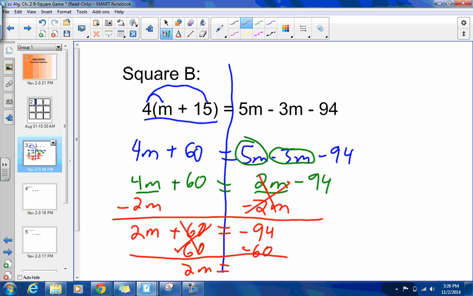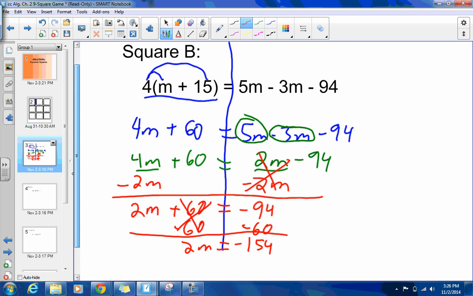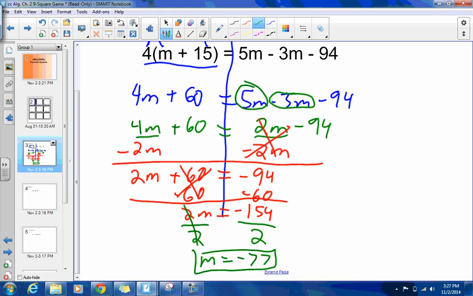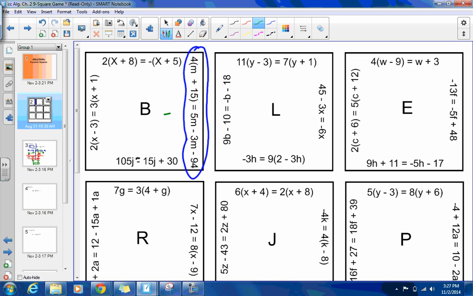equals negative 94 minus 60. So really you're just saying 94 plus 60, and then you keep the negative because they're both negative. So that would be negative 154. All right, then we have one step left. Since all the variable terms are on the left side, all the number terms on the right side, we can divide both sides by 2 to get rid of the 2 that's in front of the m, because we want the m by itself. Divide this by 2, and you get m equals, I believe it's negative 77. All right, so that one would be negative 77. You can write that on your thing as negative 77.